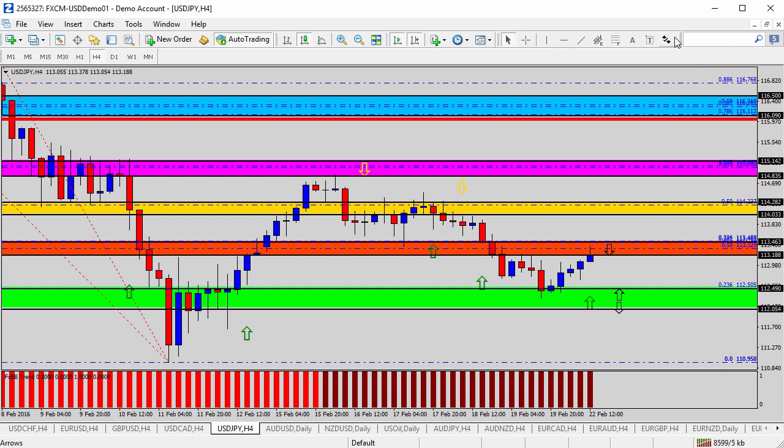Anything above this orange zone, if it gets above, let's say, 113.25 to 45, that's the orange shaded area. If it gets above 113.45, I think we're likely looking for a little bit of a drift higher back towards the 114 level for the US yen early this week.